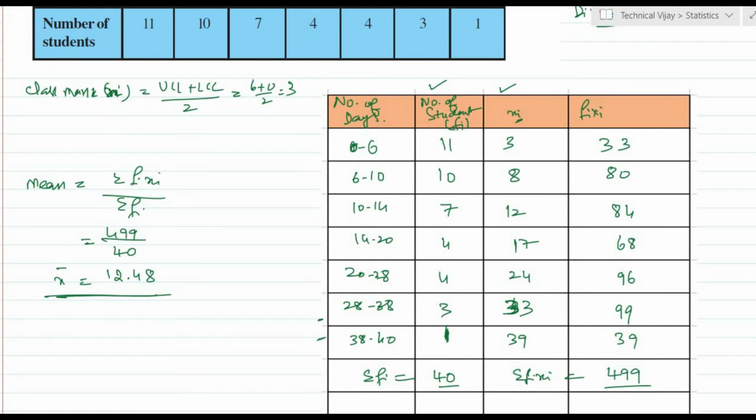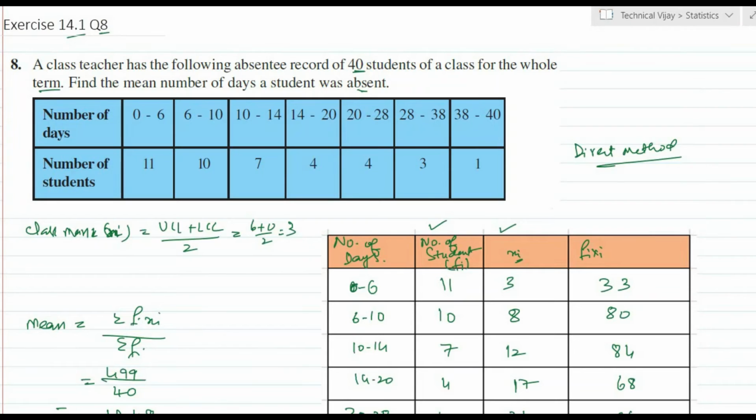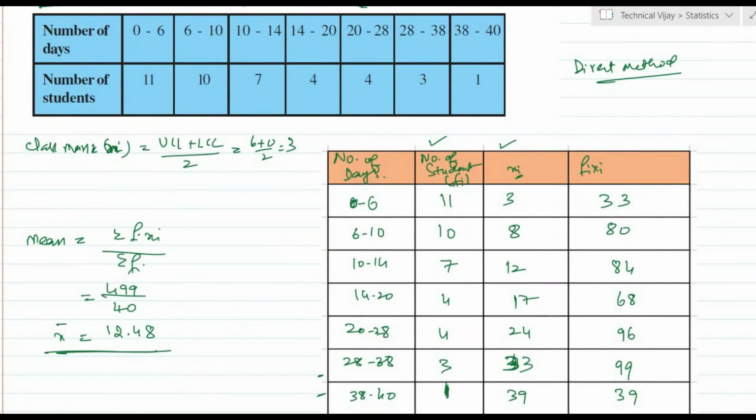The answer is 12.48. That is days. 12.48 is the mean number of days that he has been absent. That is, the mean number of days the students were absent. Okay, we will go for the next one.